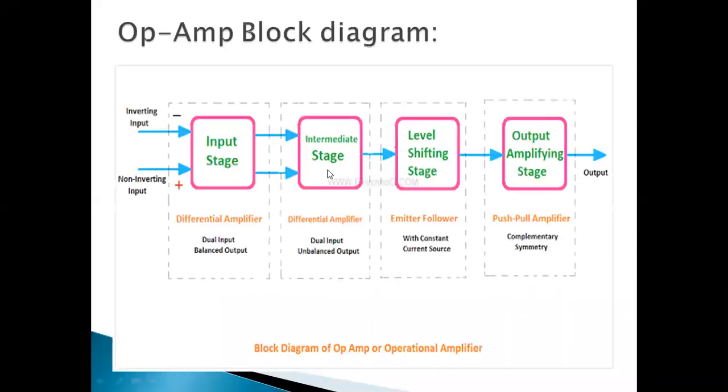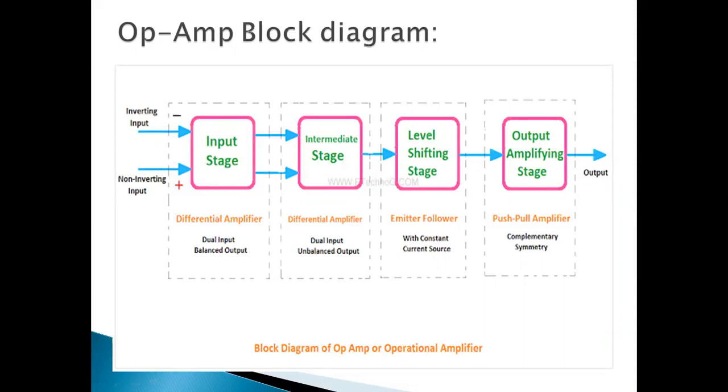This figure represents the op-amp block diagram, and mainly we have four blocks in an op-amp. The first block represents the input stage, the second block represents the intermediate stage, and the third one is the level shifting stage or level shifter. The fourth one is the output amplifying stage or output stage. So the first one is the input stage.